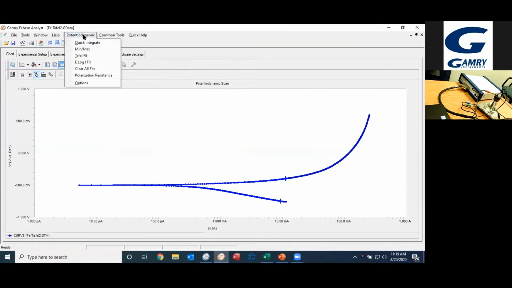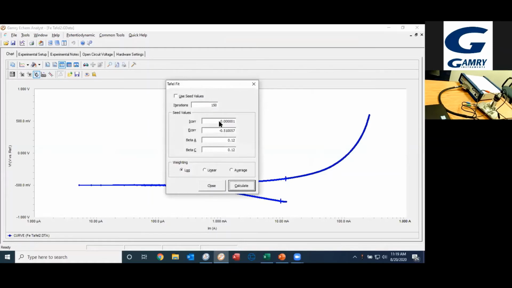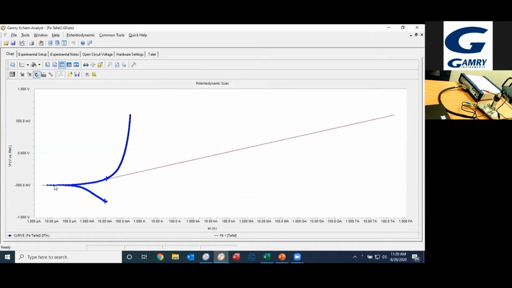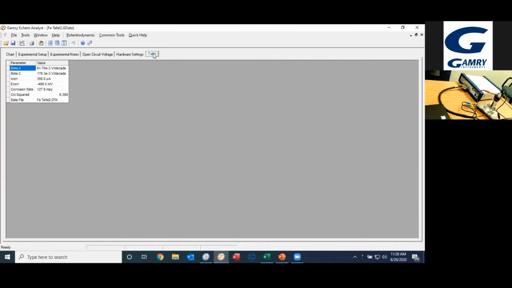Come here to potentiodynamic. I'm going to do a Tafel fit. It gives me some starting parameters, and a starting parameter for the Tafel constants. Notice 0.12, which I mentioned before. And we're going to go ahead and calculate. And here we have our fit. So our fitting software uses the Butler-Volmer equation and modifies the values of our Tafel constants. Let me copy this into Excel so you can see it better.